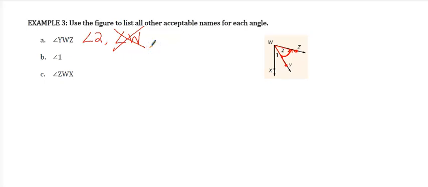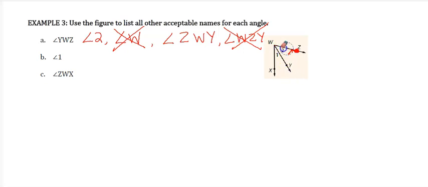Remember, instead of going from Y to W to Z, we could start here and call it angle ZWY. So can we call it angle ZWY? Could we name it angle WZY? No, because the vertex is not in the middle. The vertex has to be in the middle.